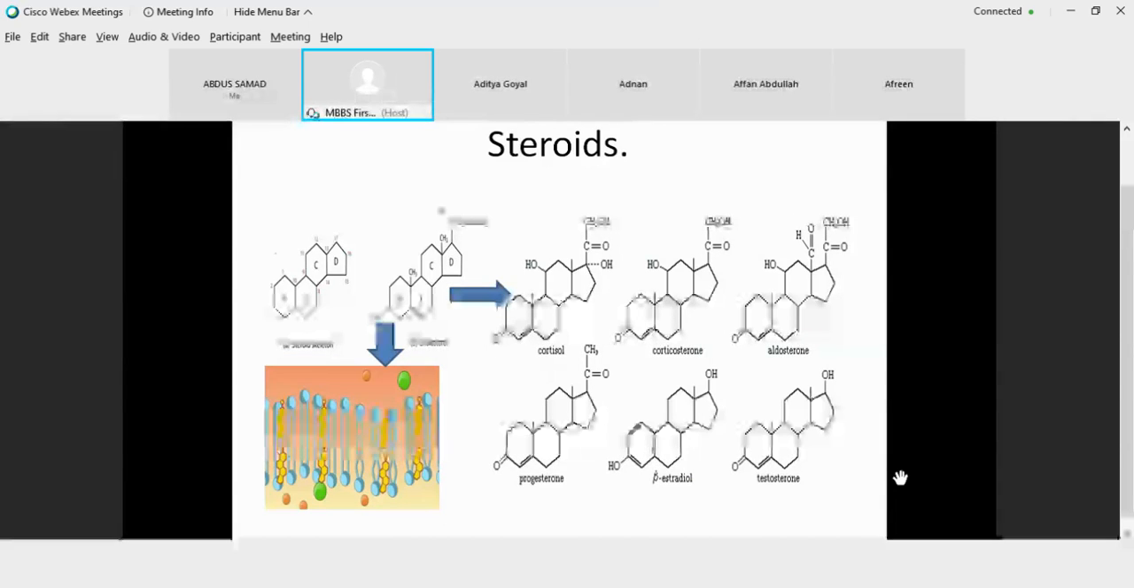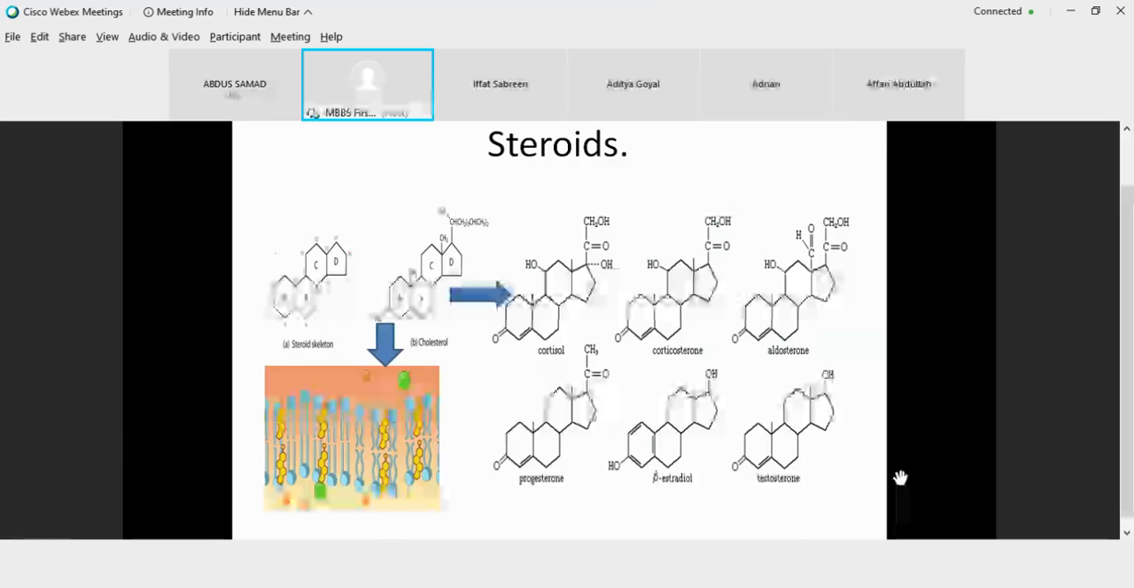Anybody who could name this ring? Cyclopentanoperhydrophenanthrene. Shabash. Cyclopentanoperhydrophenanthrene ring. So this ring has to be there for a molecule to be called a steroid.